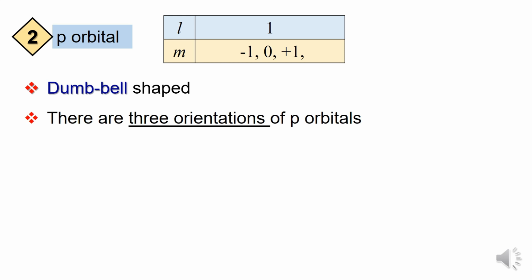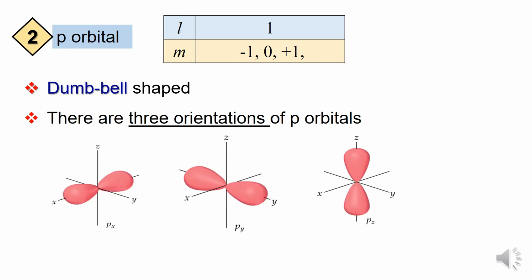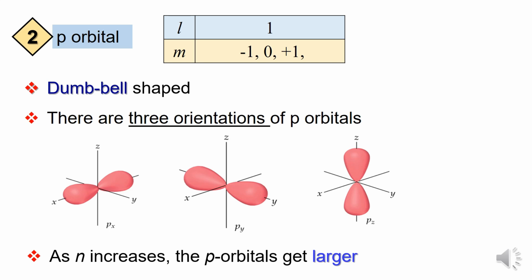There are 3 orientations of p orbitals. We have px, py, and pz. Px has 2 lobes oriented along the x-axis. Py has 2 lobes oriented along the y-axis, while pz has 2 lobes oriented along the z-axis. As n increases, the p orbitals get larger.